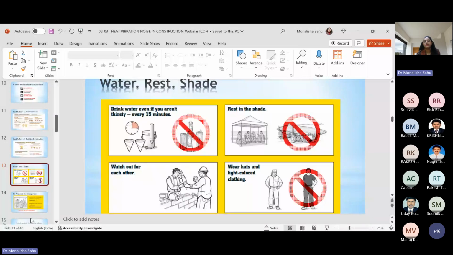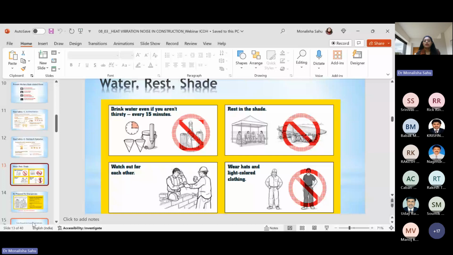Also, the third thing is water, rest, and shade. They must rest in the shade. They must take water every 15 to 20 minutes when they are working in a hot environment. And of course, like we discussed, they should watch out for each other and wear hats and light colored clothing for protecting themselves from the heat.